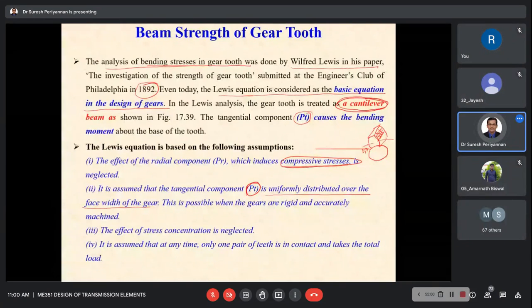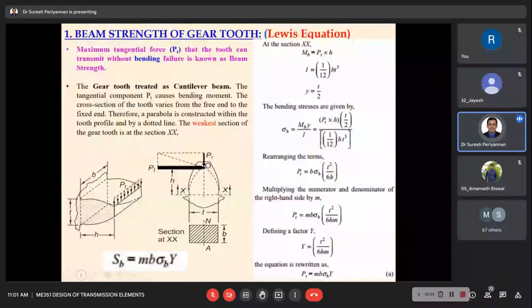The effect of stress concentration, as I told you earlier, is neglected because we are providing a special fillet radius design in the corner surface. So he assumed that the stress concentration is also neglected. In his calculation, he always considered only one pair of teeth in contact while transmitting the power. These are the assumptions. This is a very simple concept you can easily understand.